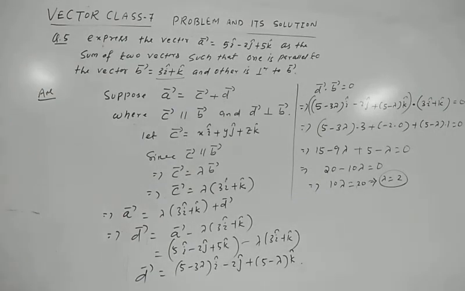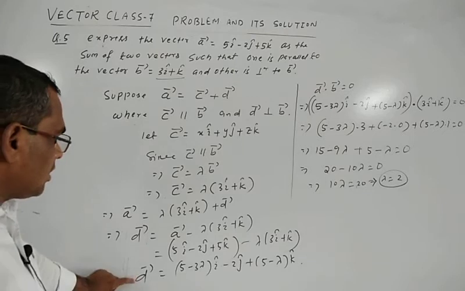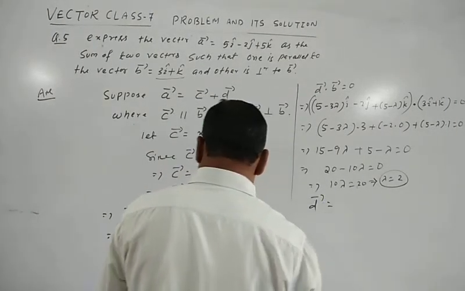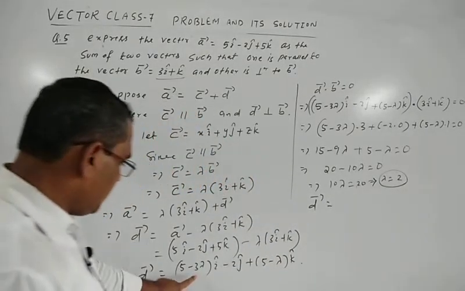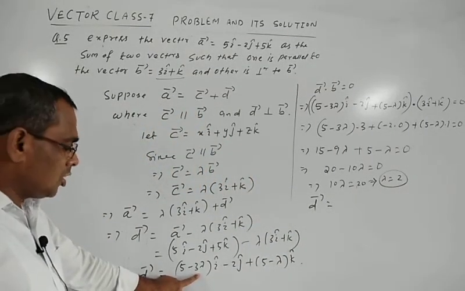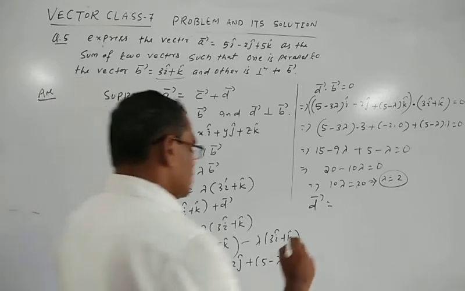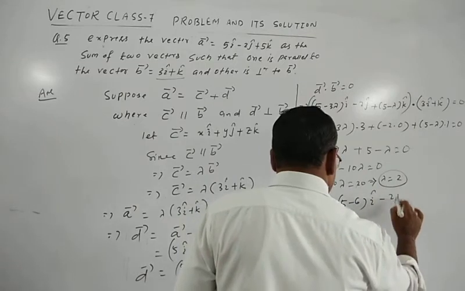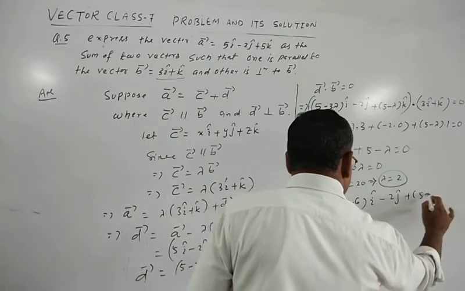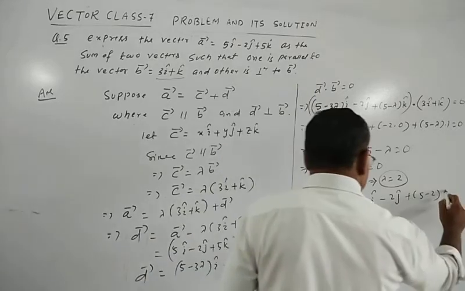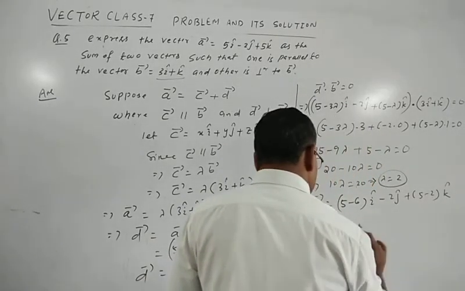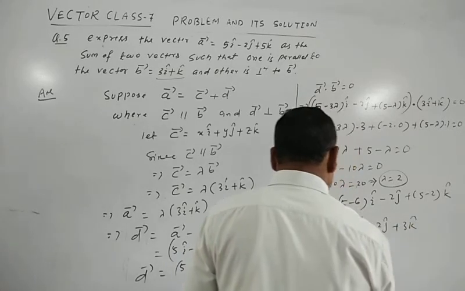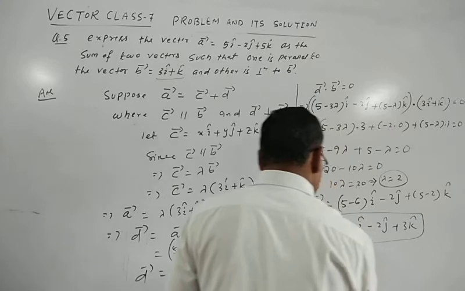So if lambda is equal to 2, then what is d vector? d vector is equal to 5 minus 3 lambda. So 3 into 2, 5 minus 6. So this is equal to (5 minus 6) i cap minus 2j cap plus (5 minus 2) k cap. So this is equal to minus i cap minus 2j cap plus 3k cap. So d vector is equal to this one.